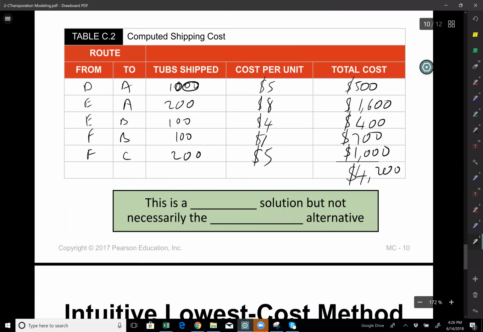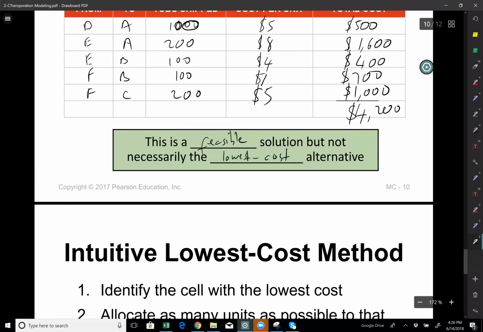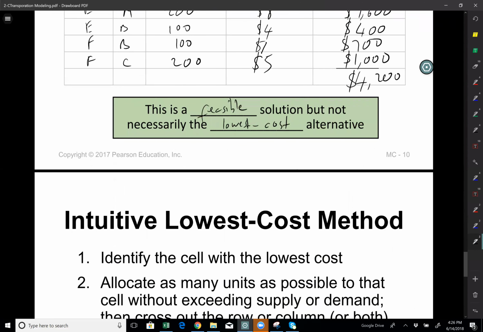This is a feasible solution, which means that this is a possible solution, but not necessarily the lowest or optimal or the best solution. I cannot say that this is the best, but I can say this is a feasible solution. All right, so we are done with northwest corner approach.